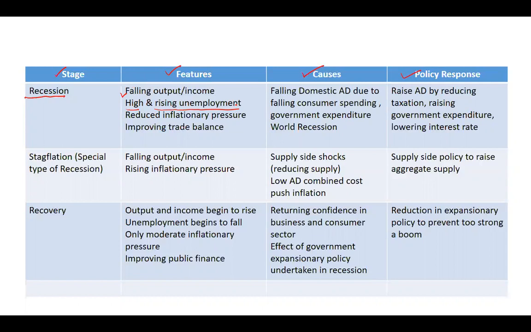And this might be due to some factors which we will discuss along with this. The third element is that in the recessionary phase, there will be reduced inflationary pressure, and it is a result of the falling demand and falling output. Similarly, there will be an improvement in the trade balance, because the trade balance is the difference between exports and imports. So obviously, in case of falling output, falling demand, and falling income levels, there will be a reduction in imports as well. So there will be more exports, fewer imports, and the balance will turn into a positive one.